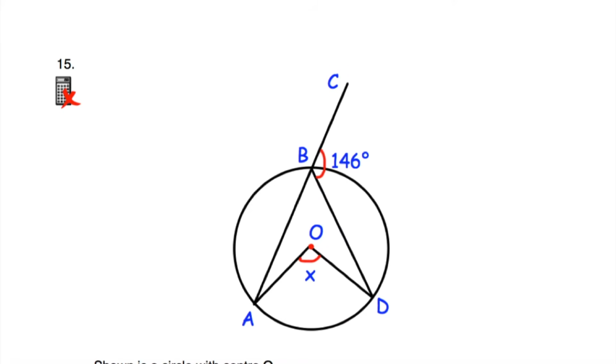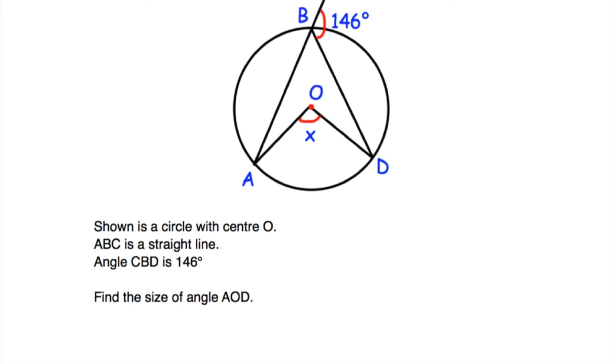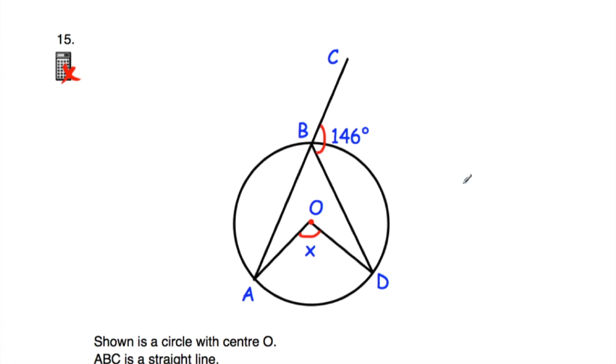So our next question is question number 15. And we've got this circle, and we're told that shown is a circle, center O, and ABC is a straight line. So this is a straight line, and we're told the angle CBD is 146 degrees. So this angle here is 146 degrees. And the question says to work out the size of angle AOD, which is marked with an X. So we want to find the size of that angle, AOD, this angle here.